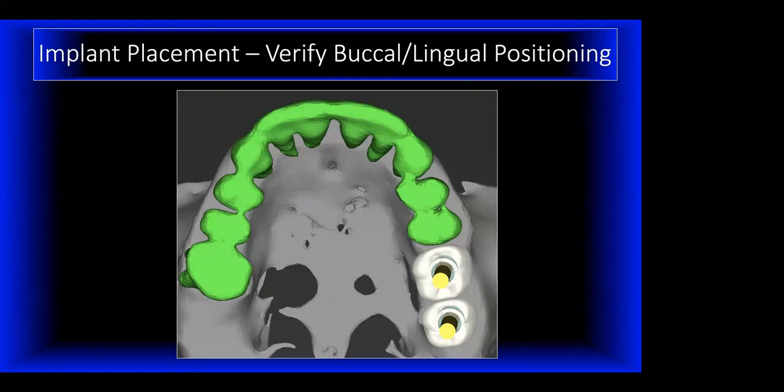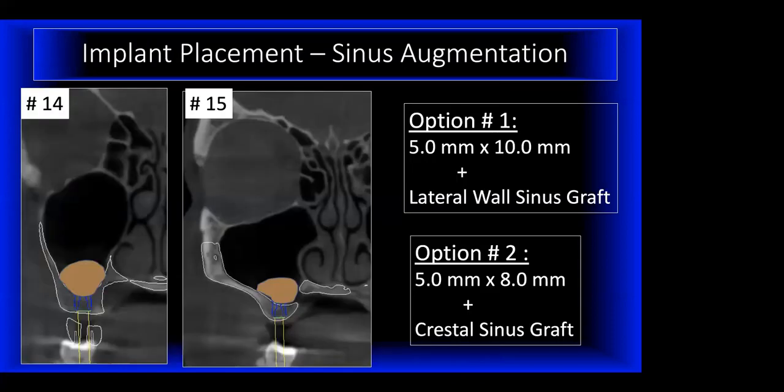We want to verify our buccolingual positioning, and again, use the central fossa. What are our final treatment options? Well, option 1 is we could use a 5 by 10 millimeter implant, but we would have to do a lateral wall sinus graft. We only have 5 millimeters of bone. To predictably grow 5 millimeters of bone through the crestal is very unpredictable. I'm not going to say it can't be done, but you're risking a higher perforation rate and a higher morbidity.